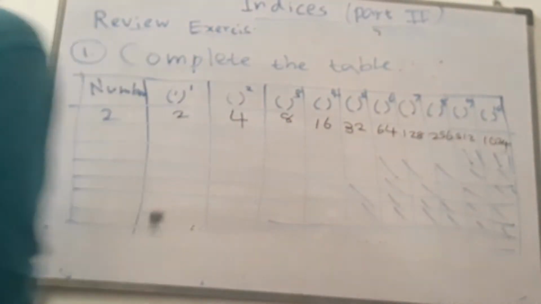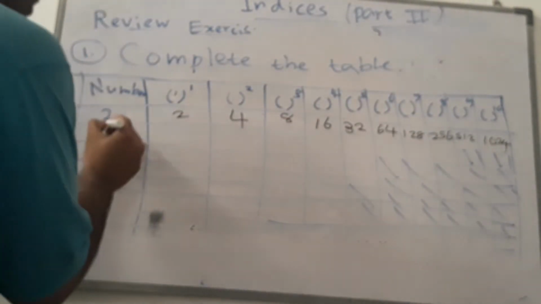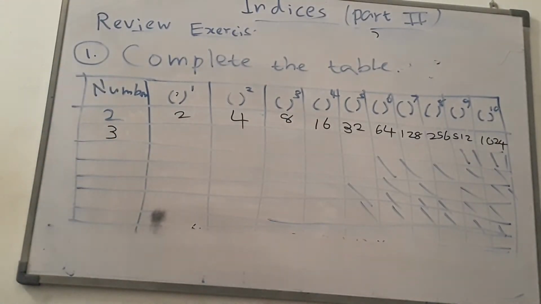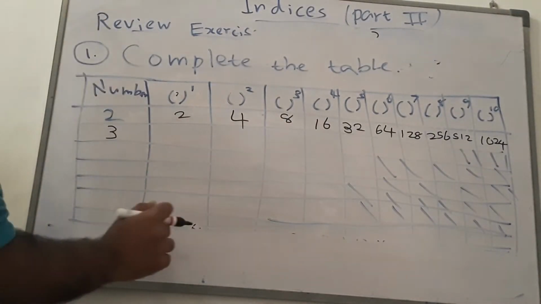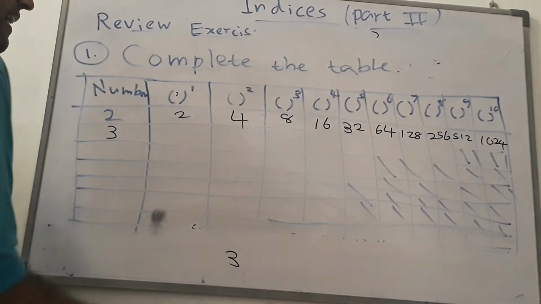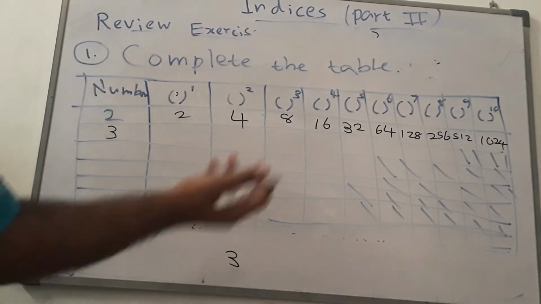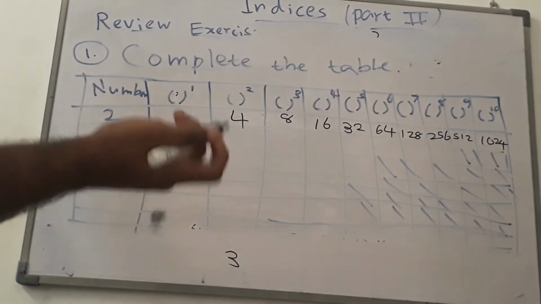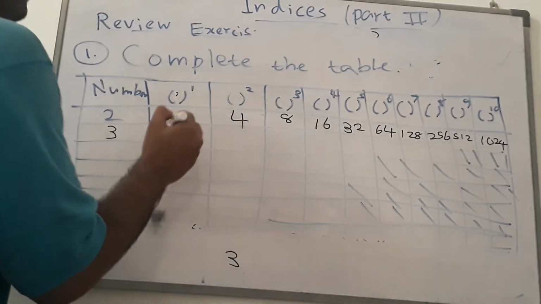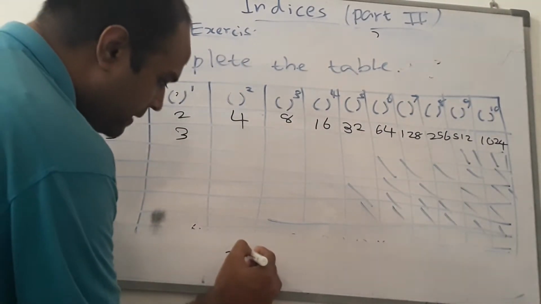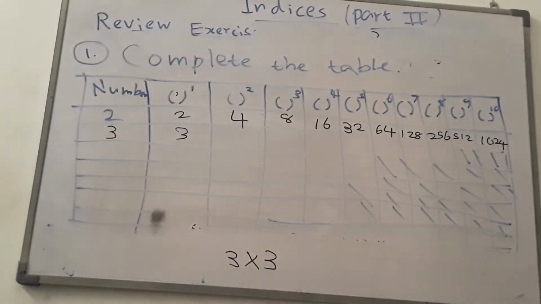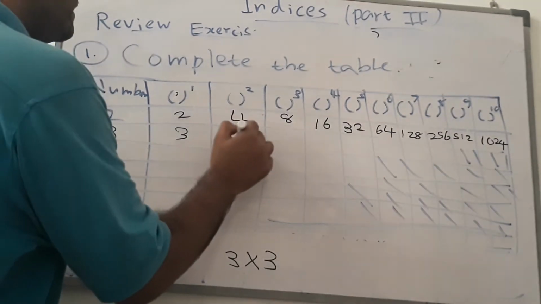Our next number is 3, and we want to find the powers of 3. First is 3 to the power 1. 3 to the power 1 means 3 itself. There's nothing to do. 3 to the power 2 means you have to multiply that 3 by another 3. So 3 times 3 is 9.